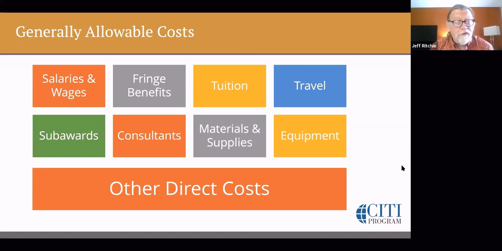But the important thing to remember is with different federal programs, and in particular, if you're dealing with non-federal sponsors, any one of these things might not be an allowable cost under their guidelines. So you really do have to read that funding opportunity announcement, and I'd recommend reading it twice.